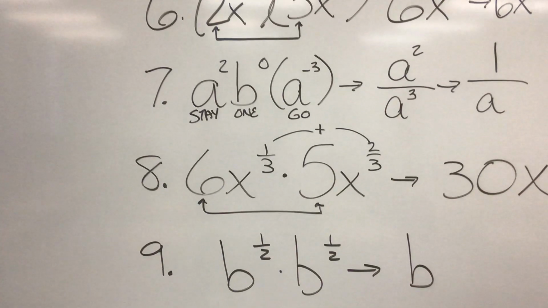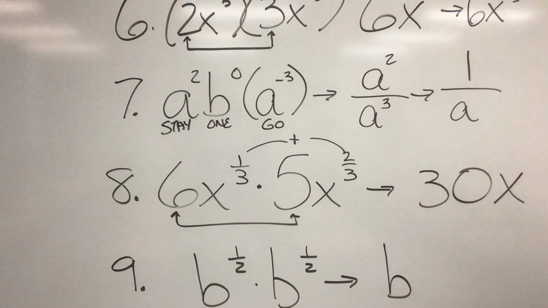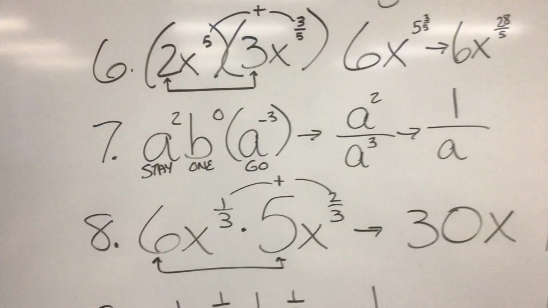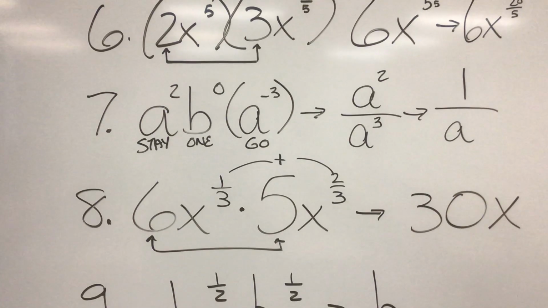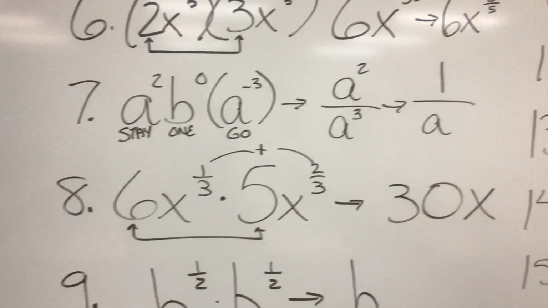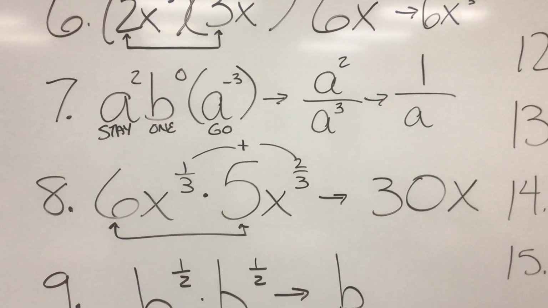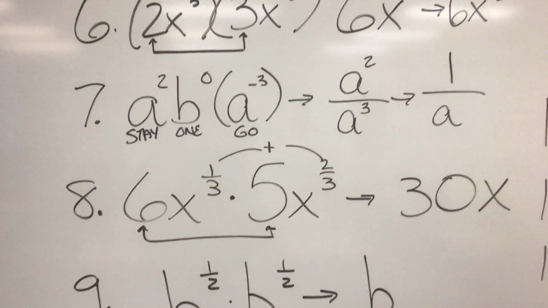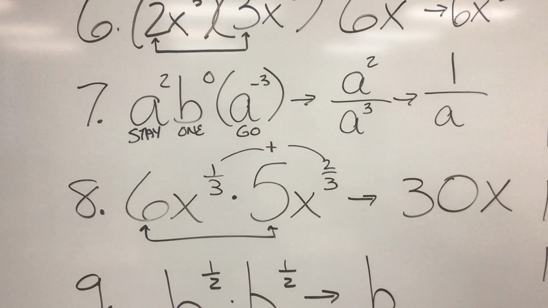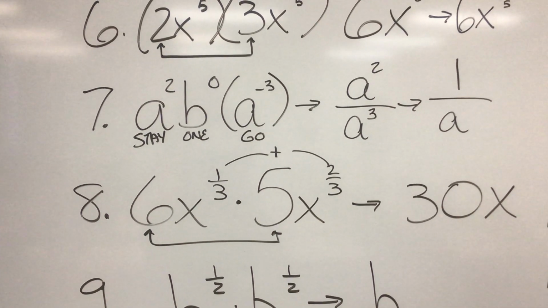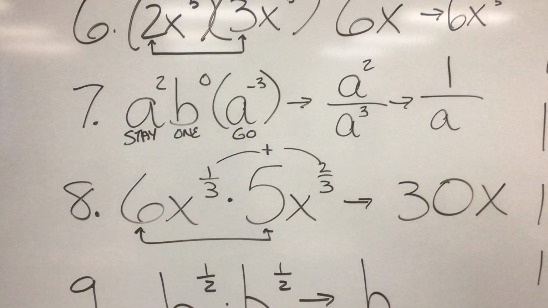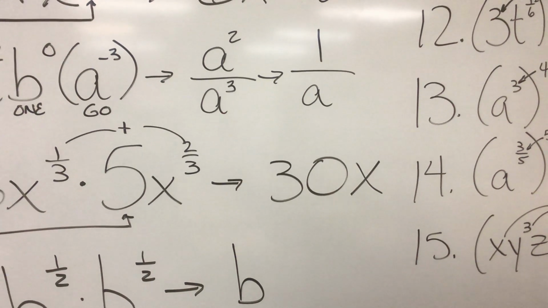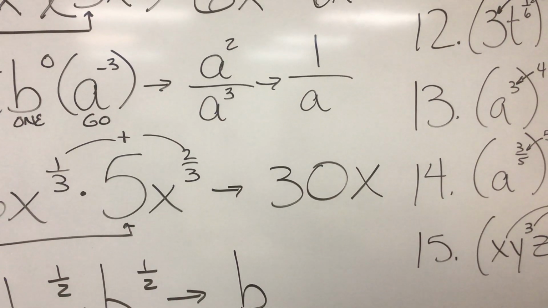All right, number 8. This is 6x to the 1/3 times 5x to the 2/3, excuse me. So again, the 6 times the 5 is as we've always done, gives us 30. When I multiply x to the 1/3 times x to the 2/3, then I'm going to add those exponents. 1/3 plus 2/3 is 1, so the exponent on x is 1. We don't write it, it's already there. So 30x is our result for number 8.